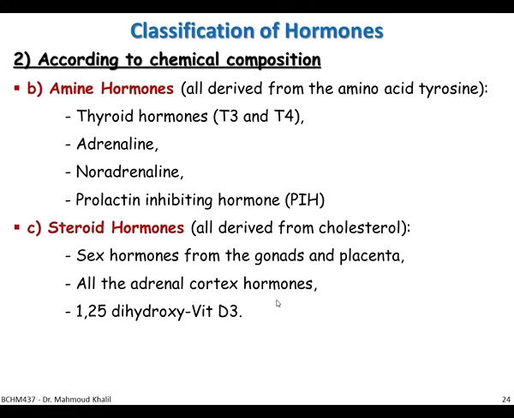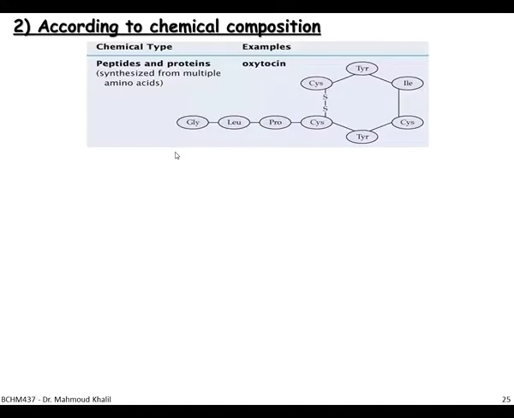So again, according to chemical composition, if you want to summarize, we have the chemical type, either a peptide or a protein, and this of course is formed from many amino acids. One of the major examples is the oxytocin hormone, and you can see that it is composed of around 8 amino acids, and this is the structure of oxytocin. And since it is composed of amino acids, that's why it's called peptide or oligopeptide hormones.